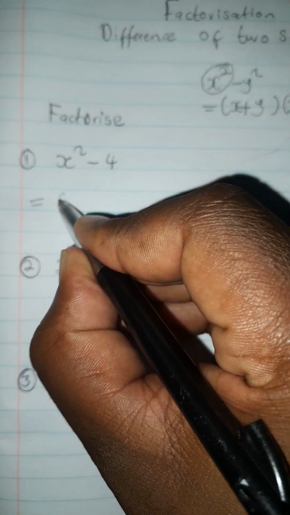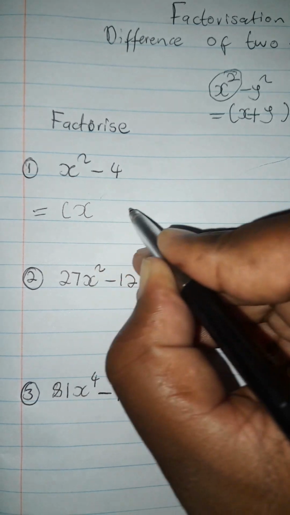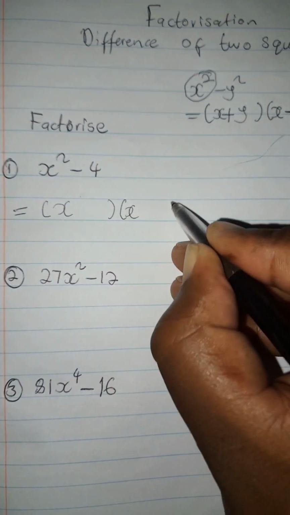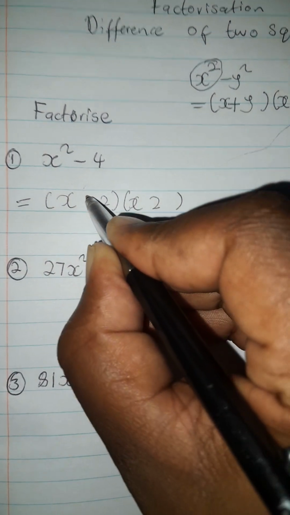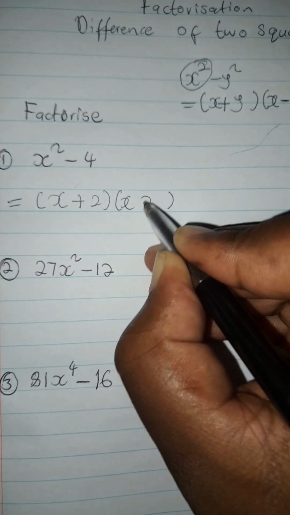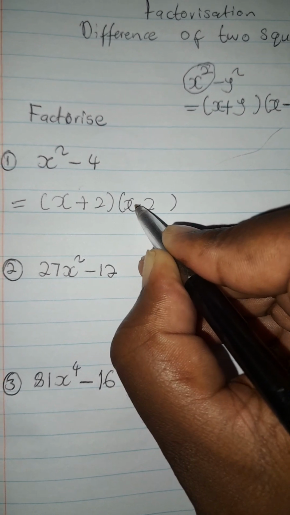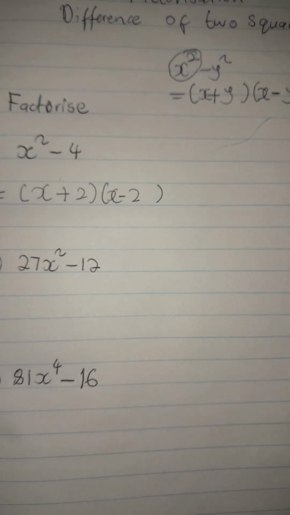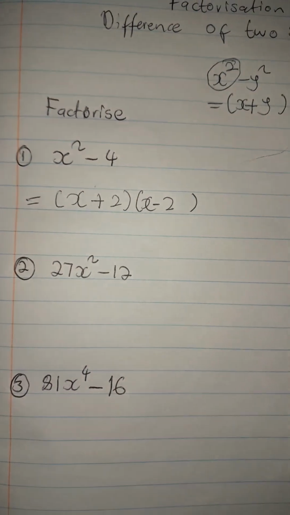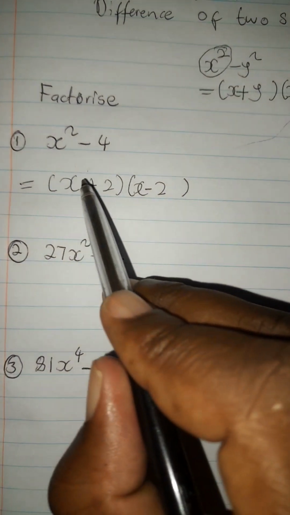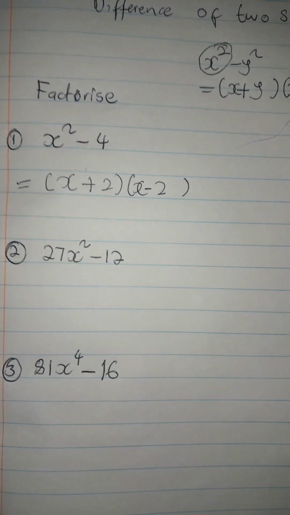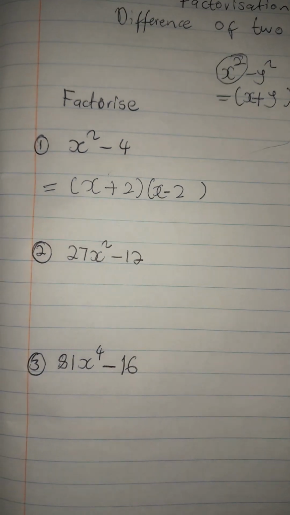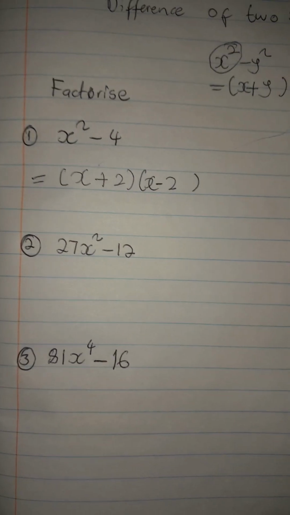So what are the factors of x squared? The factors of x squared are x and x. The factors of 4 are going to be 2 and 2. Remember I told you that the signs should be different. Plus here, and here will be a minus. Because the factors of 4 are 2 and 2. And you can prove again: x times x is x squared, 2 times 2 is negative 4. Right, let's go to the second equation.